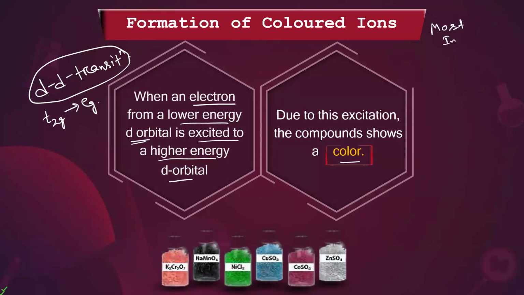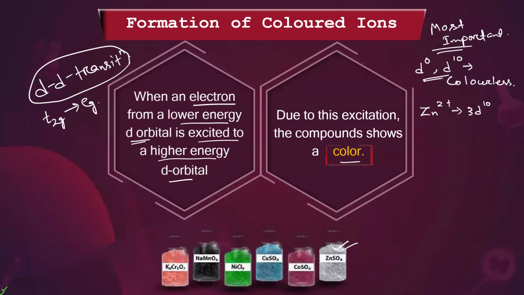Most importantly, listen carefully now. All d0 and d10 configurations will be colorless. See, zinc: here it is zinc sulfate, so you have Zn2+. It has 3d10 configuration, so it will be colorless.